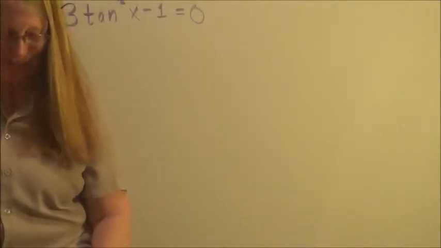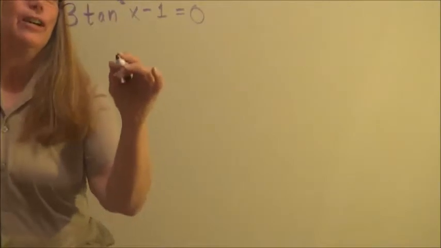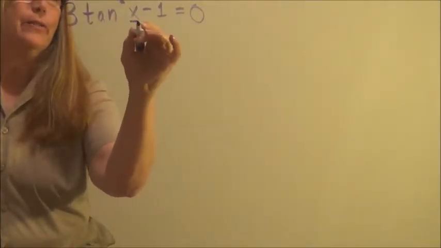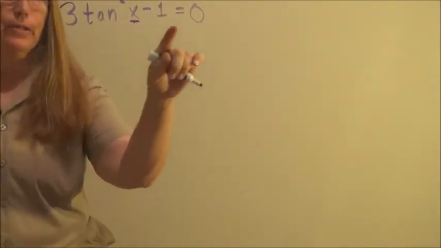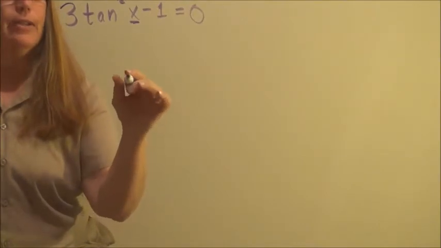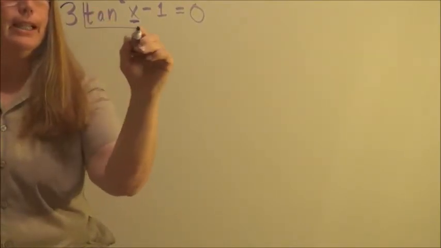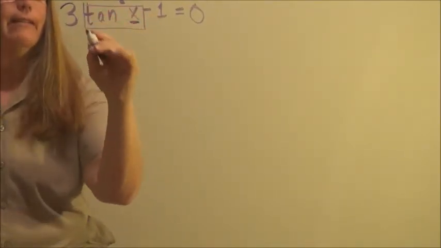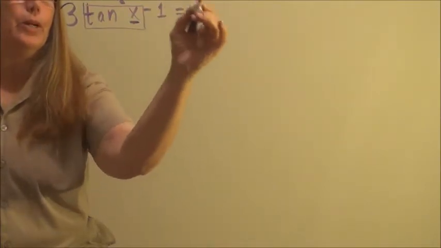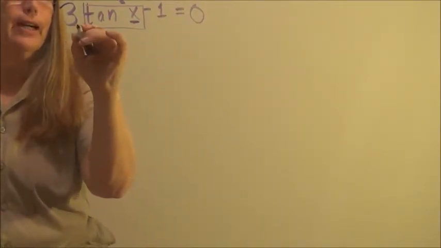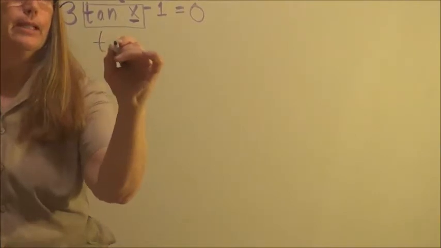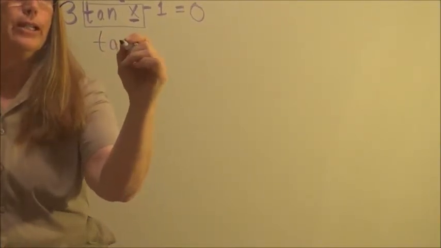Alright, 3 tangent squared x minus 1 equals 0. And we're going to solve that. We're going to find out what values for x will make this statement true. And to do that, our first step is to get tangent x by itself. So I'm going to pull the 1 over by addition and divide by 3, just as if it was any old equation.